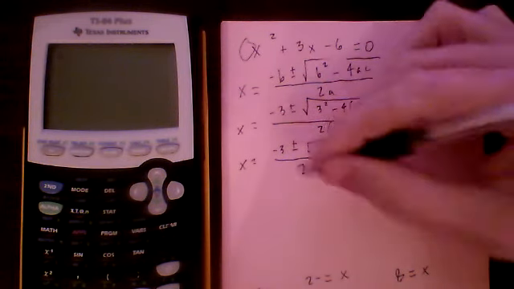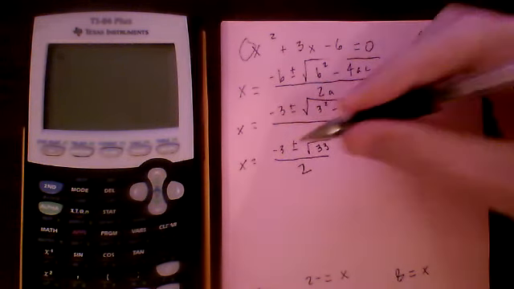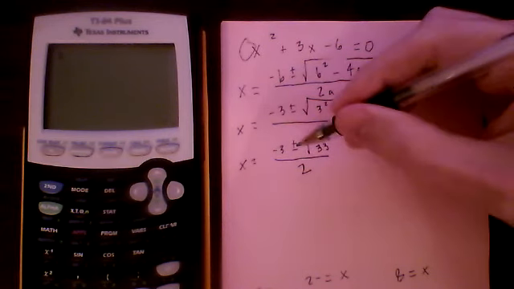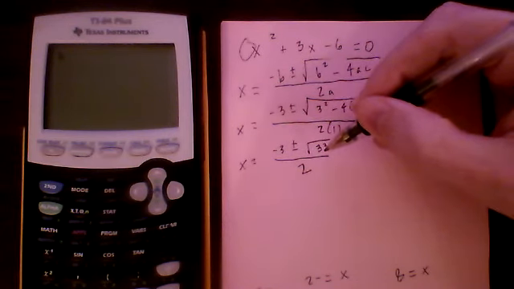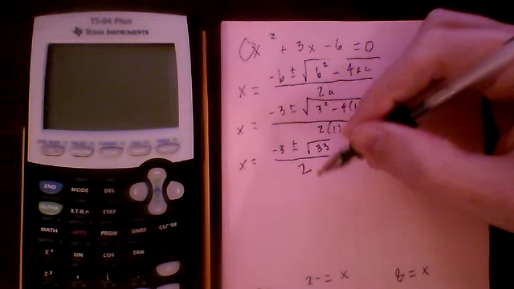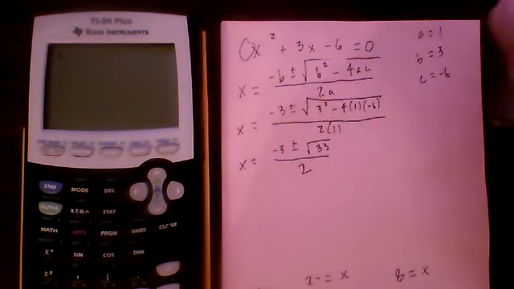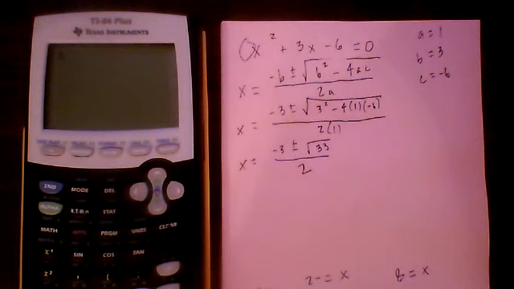This is our answer. And it might look like one, but really there's 2 separate answers here. Remember, this plus or minus means -3 plus the square root of 33 divided by 2 and -3 minus the square root of 33 divided by 2. So we get the 2 answers that we want here. That's what we're looking for.